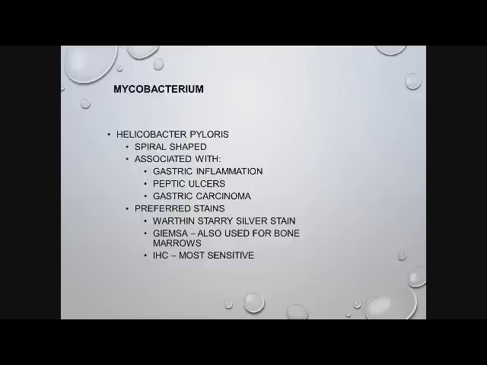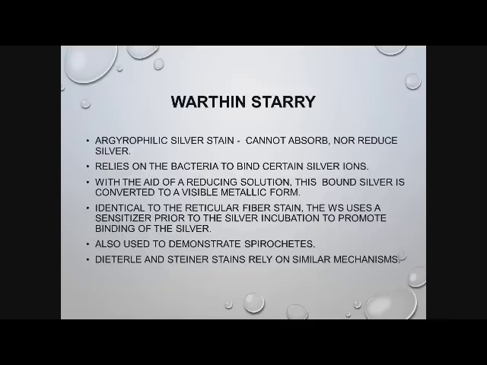The preferred stains are the terrible Warthin-Starry silver stain, Giemsa, and the IHC, which is the most sensitive. So the Warthin-Starry, and I say the terrible Warthin-Starry, because it can be a difficult stain to do. I'm imagining that most people who do very many of these are probably doing them on a closed system stainer because there's a lot of things that can go wrong in a Warthin-Starry, and they're a lot of work. But they also, like the reticulin fibers, rely on the argyrophilic properties of the cells. They cannot absorb nor reduce silver. Basically the same thing as a reticulin, and this is also used to demonstrate spirochetes.